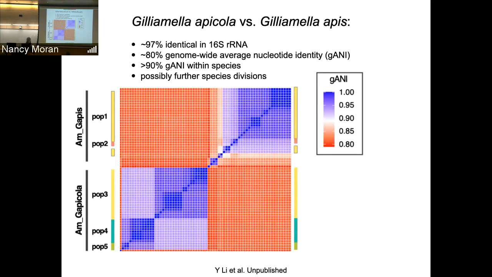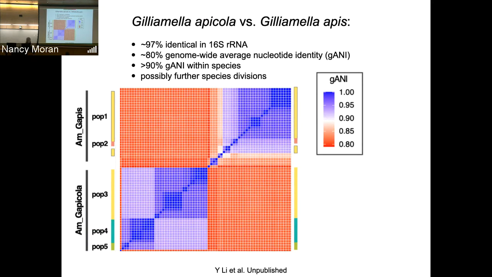This is a diagram looking at the ANI, the average nucleotide identity, looking at apicola here and Apis here. Within each of them there's high identity, generally above 90%, often above 95%. These are looking at shared genes, how identical the sequences are, whereas between them it's quite a bit lower, and that goes along with your usual picture that these are different species.